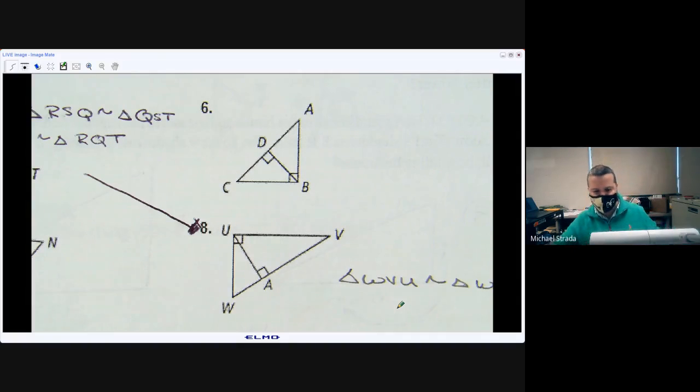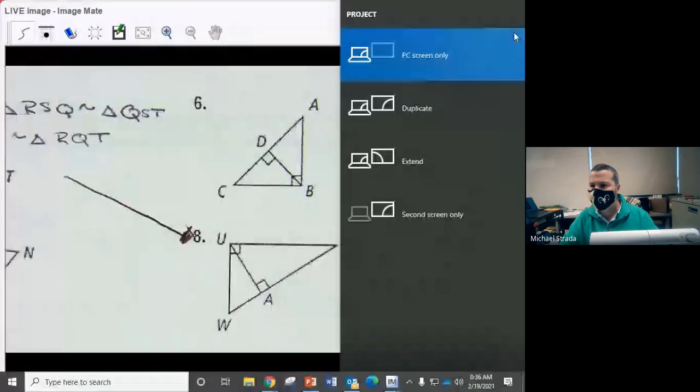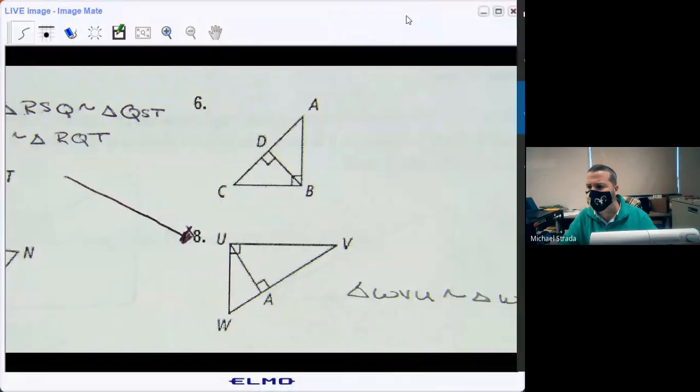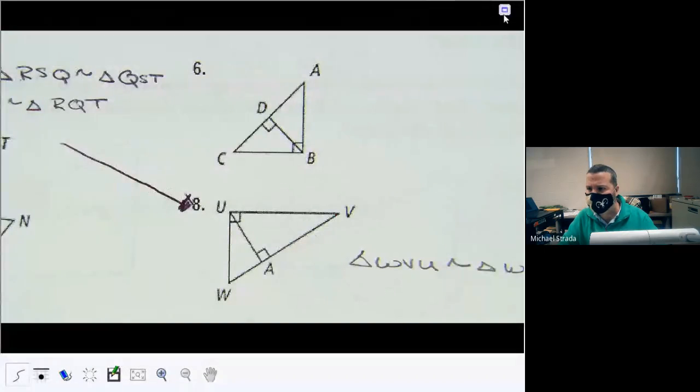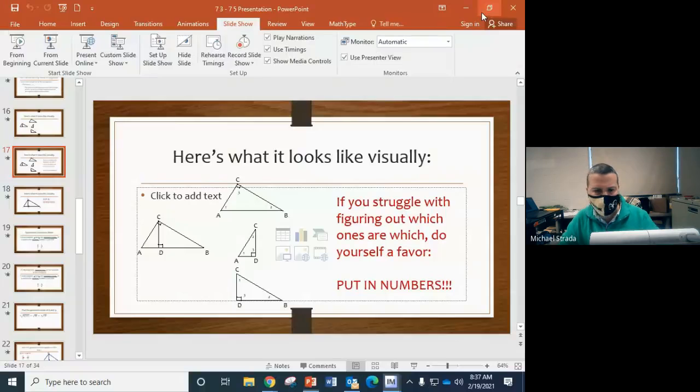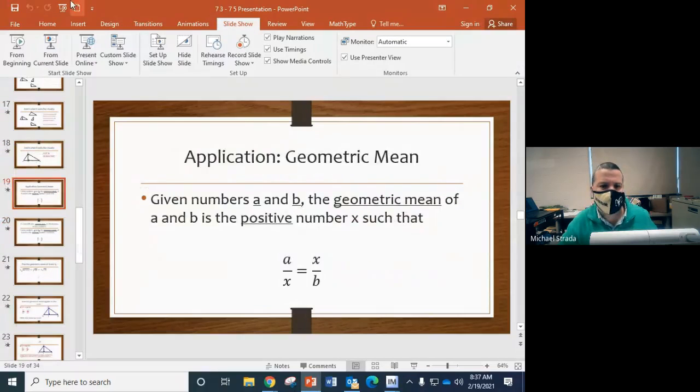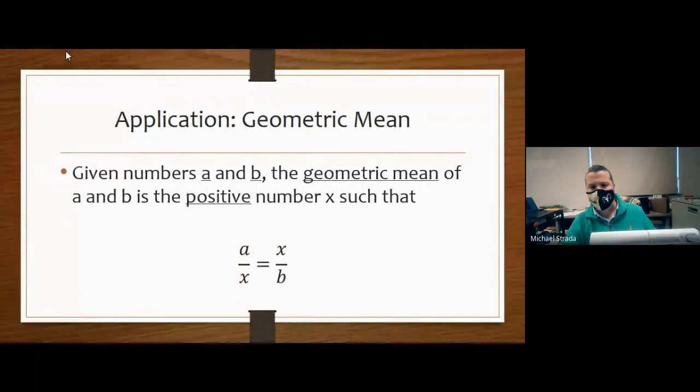The last thing of the day: geometric mean. Given numbers A and B, the geometric mean of A and B is a positive number x, such that A over x equals x over B.